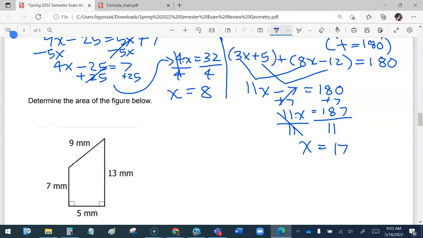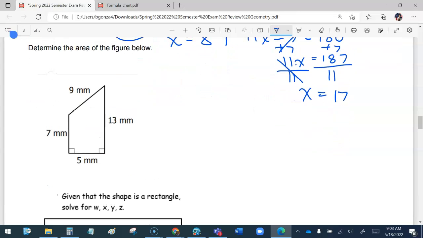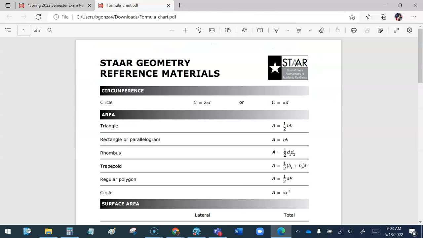All right. Now determine the area of the figure below. Now when we're doing this, this is a trapezoid. If you don't remember how to find these formulas, they are in the form of the chart. Area of a trapezoid is 1/2 (B1 plus B2) times H.